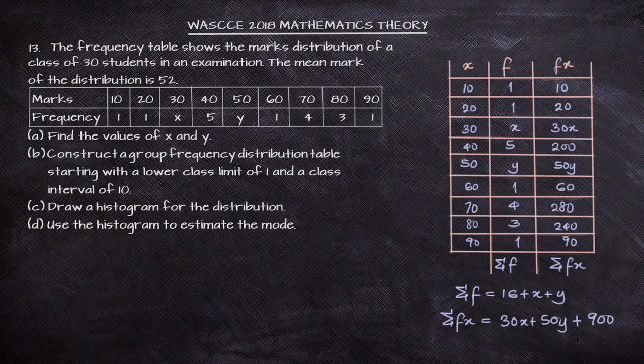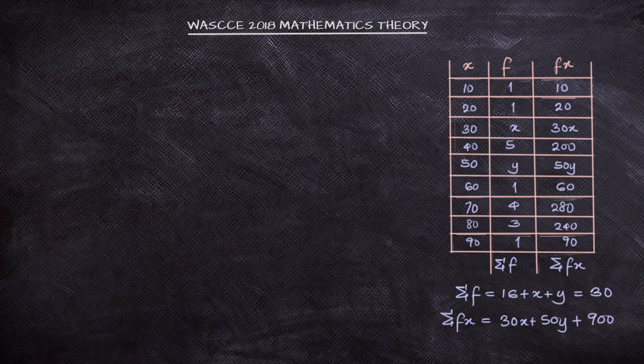But now, in the question we have been told that the total number of students is 30. So the sigma f, the total frequency, which we got to be 16 plus x plus y, is actually equal to 30. We can note that because we are going to make use of it in finding the values of x and y. Now, I've cleared my table and I want to do the working now.